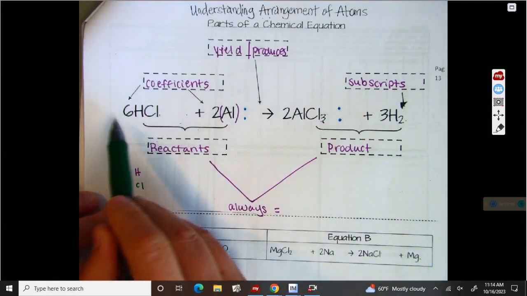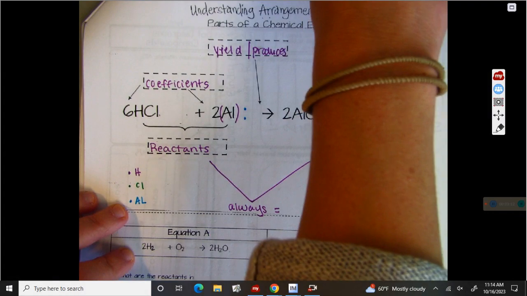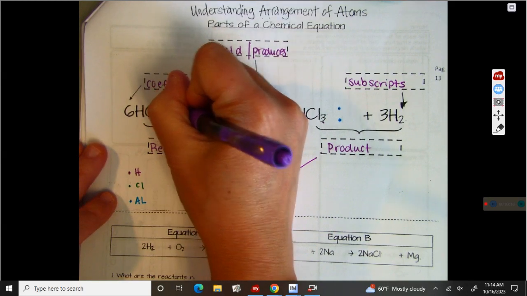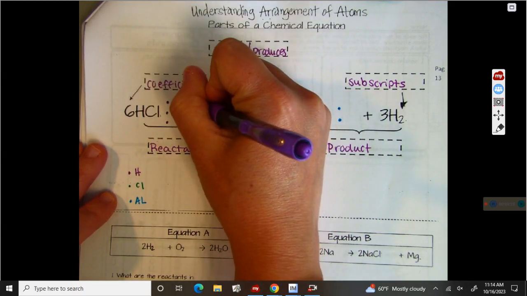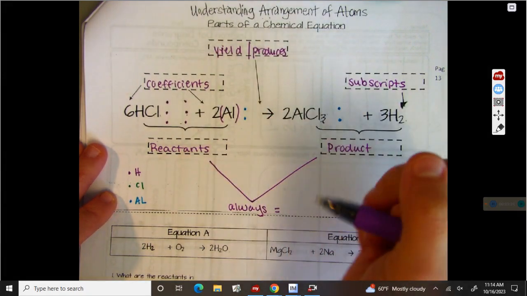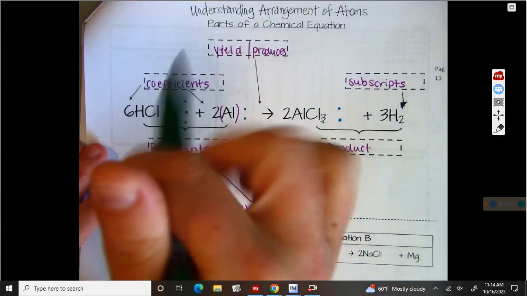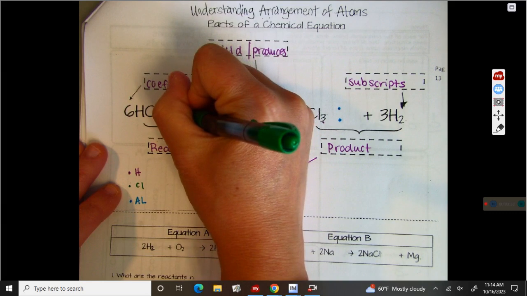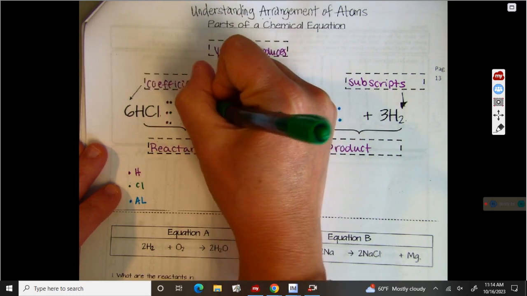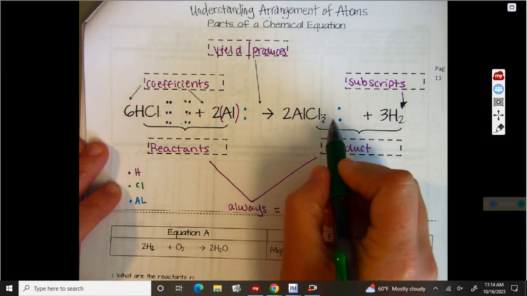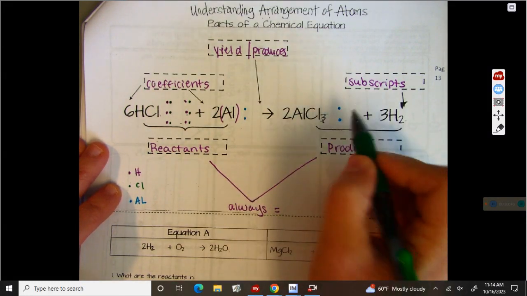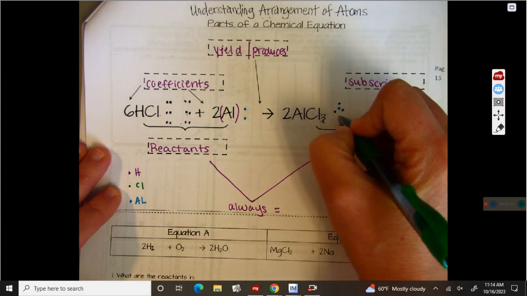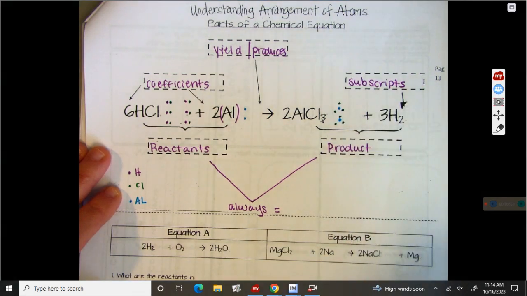All right, hydrogen. I see that here I have 6 hydrogens. I chose purple, so I'm going to draw it like this: 1, 2, 3, 4, 5, 6. And I have 6 chlorines bonded to that hydrogen because I took the 6 and I put it with everything in this compound: 1, 2, 3, 4, 5, and 6. Now on the right hand side, I have 3 chlorines for every 1 aluminum, and I have 2 aluminums. So I'm going to put 1, 2, 3 around this one, and 1, 2, 3 around this one.